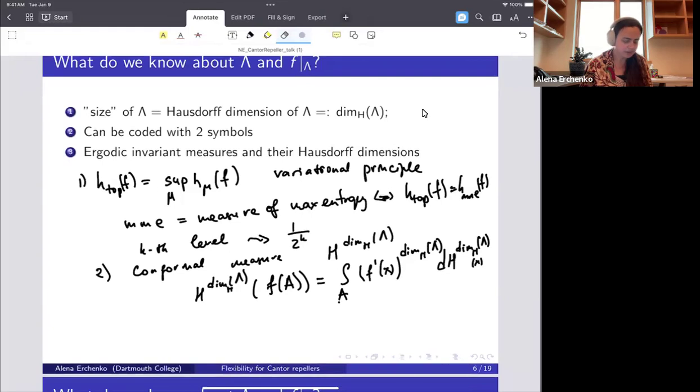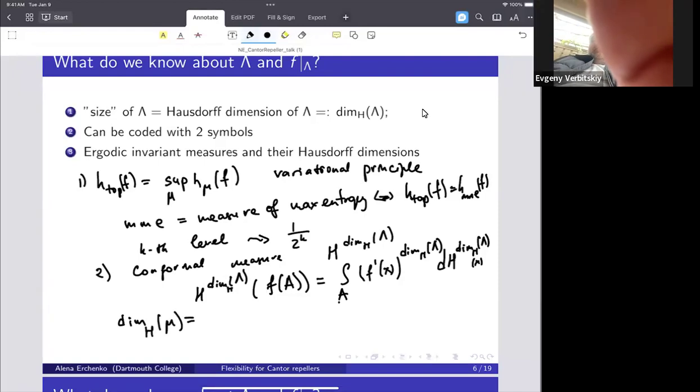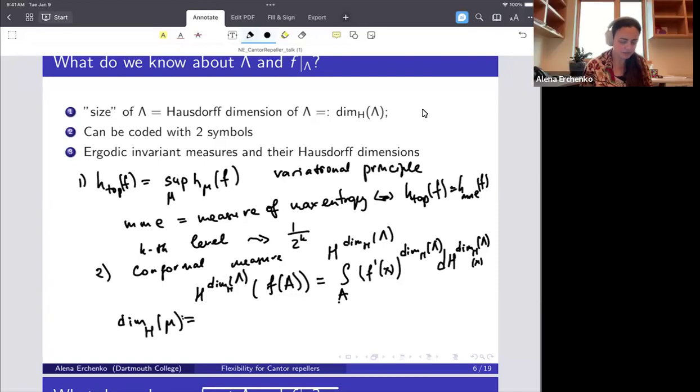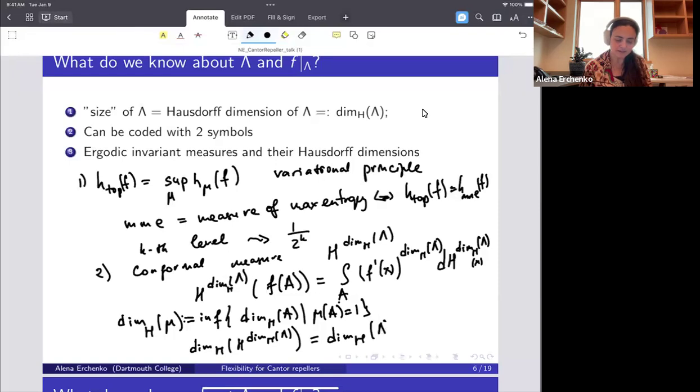So for any measure, we can define its dimension, which would be just by definition the infimum of the dimension of the full measure sets, right? And so what we see here is that if we do this for this conformal measure which we have here, then this is exactly the dimension of my invariant set. So in some way, you can think about this as a kind of measure of full dimension.